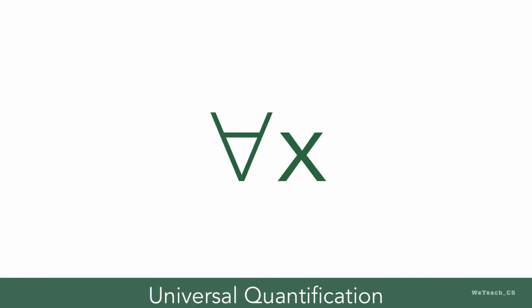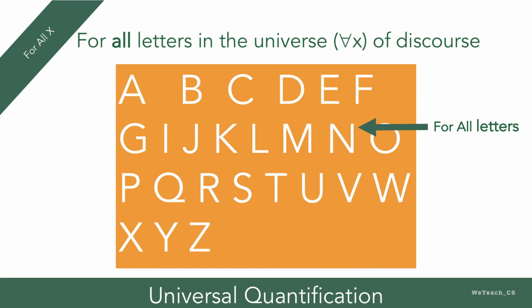Now, let us move on to universal quantification. The universal quantification is represented by an upside down A. The X represents the members of the set. This example is of all the letters of the alphabet that we are going to consider.